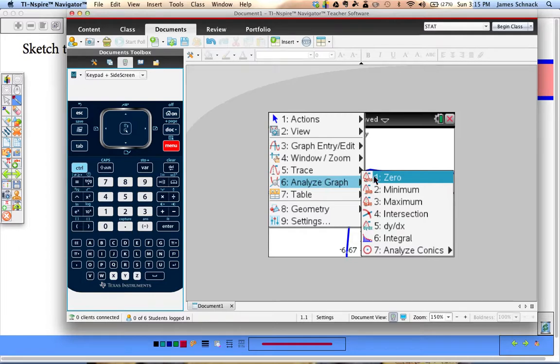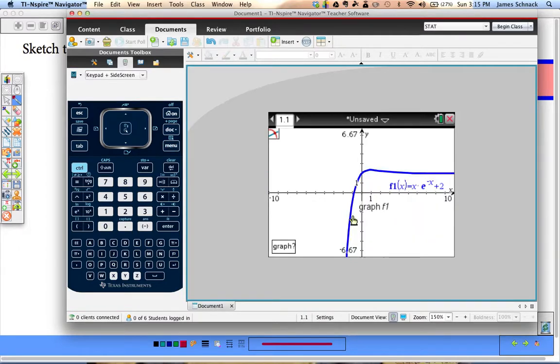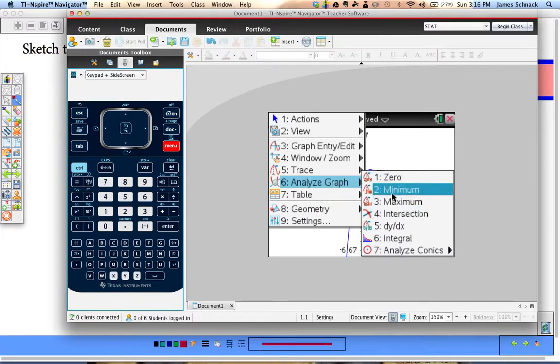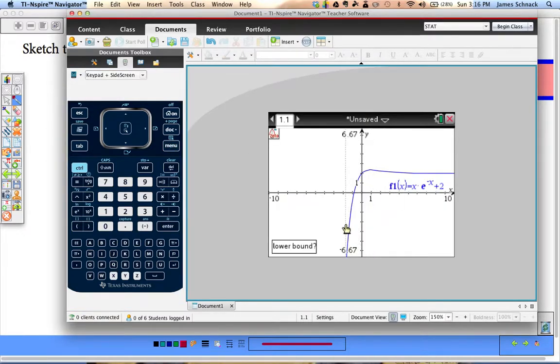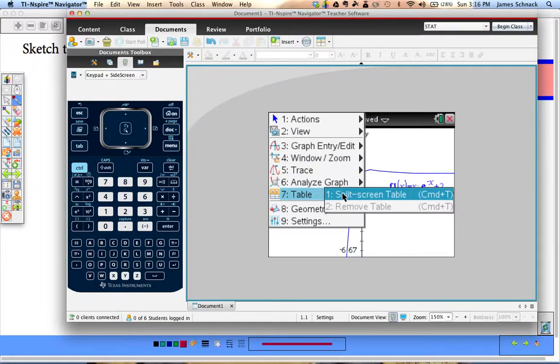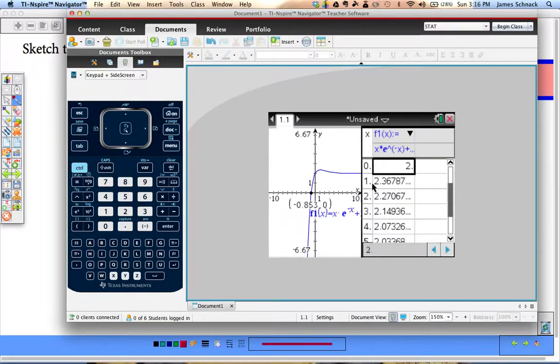We go analyze graph, intersection, not intersection, I lie. How about zeros? There aren't two graphs to intersect. So lower bound, upper bound, there's my x-intercept. Now it looks like it's leveling off here. So I'm going to go to my table and see if I can identify a horizontal asymptote. So there's my y-intercept.